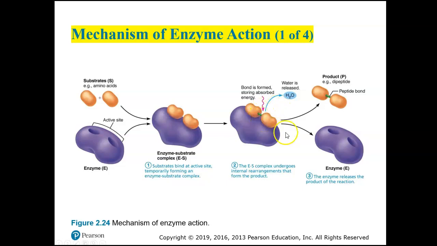So that happens, and then in step 3, the product of the reaction is released. In this case, it's a dipeptide. And the enzyme can catalyze another reaction with those same substrates. It can't catalyze a reaction with different substrates because it is specific to what it will do.